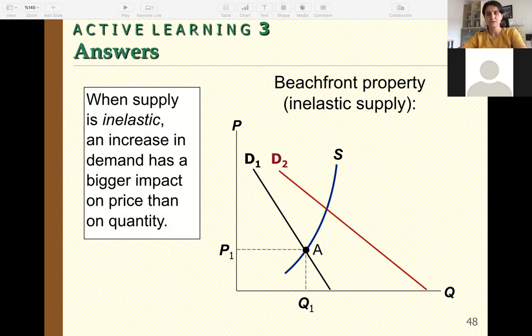So this is the new demand. Demand shifts to the right due to population growth. But since it is inelastic, quantity supplied responds less, but price increases more.